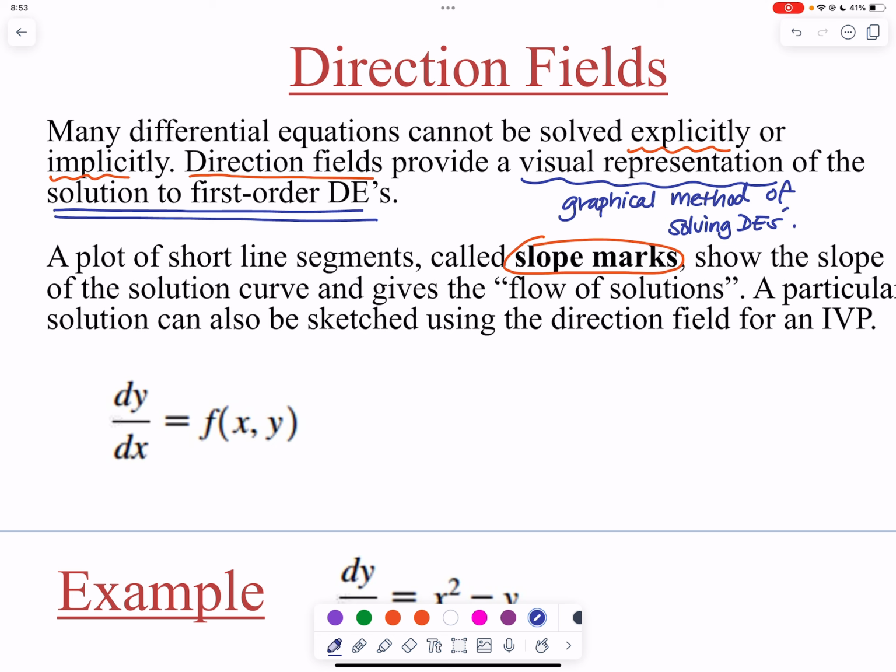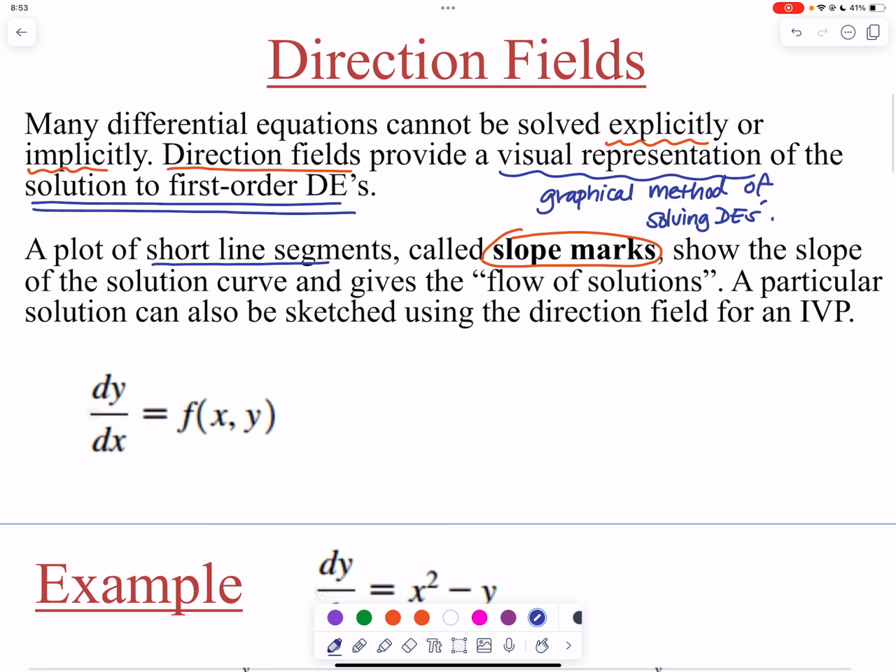These little short line segments, called slope marks, show the slope of the solution curve at any point (x, y), and it will also give us this flow of the solutions.